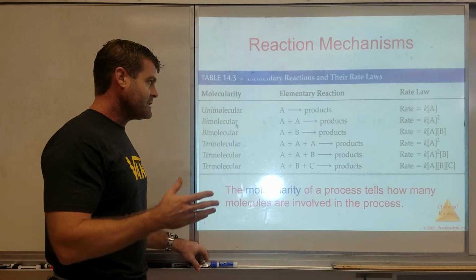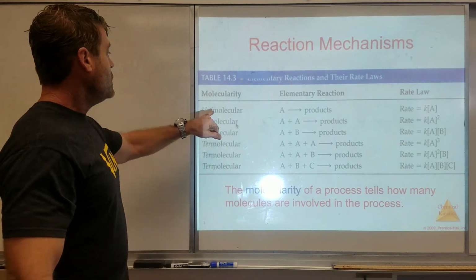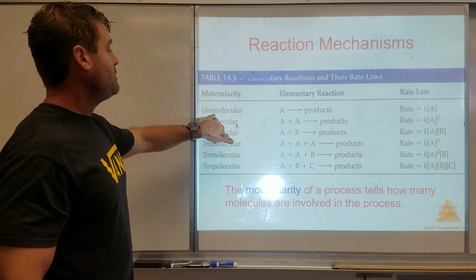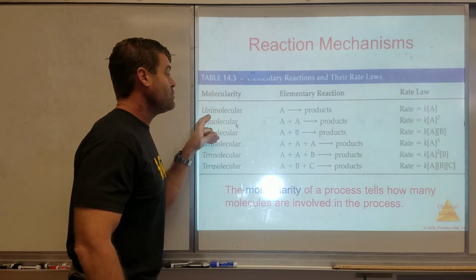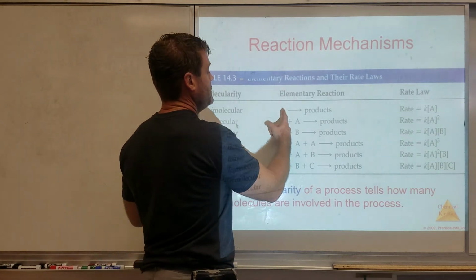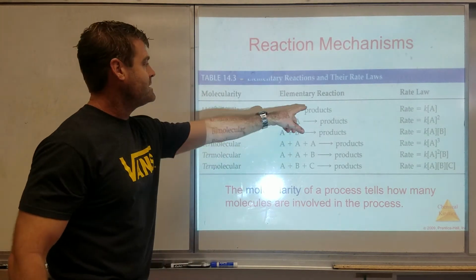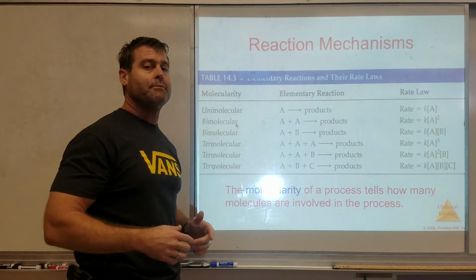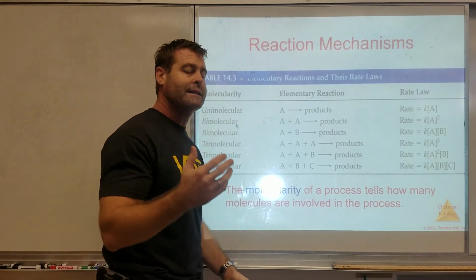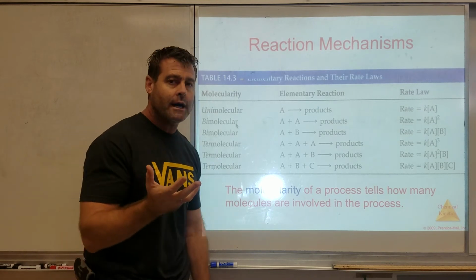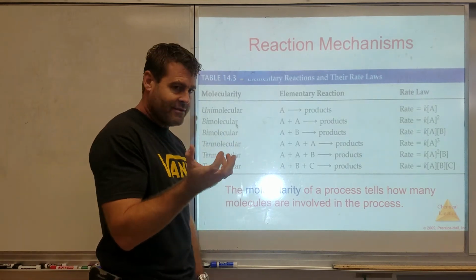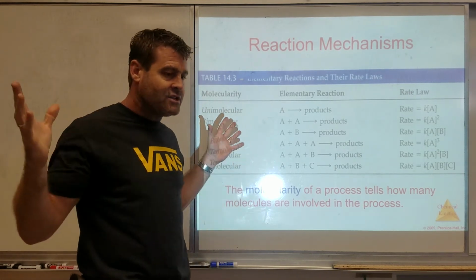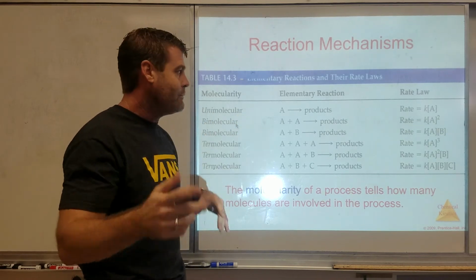So here's just a little summary. We could have a situation where it's unimolecular. As you might expect, uni means one. So you can have a situation where you just have a substance A and it's going to produce products. A good example of this is radioactive decay. You have a radioactive element like radon. It's unstable, and so all you have is radon. It doesn't have to react with anything else, and it's just going to break down. It doesn't even have to collide with anything.